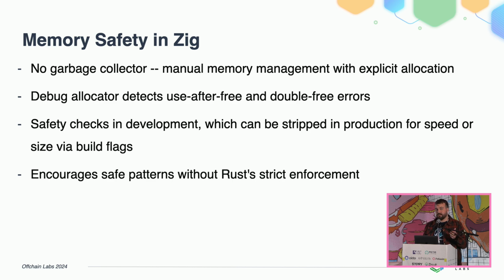It's less strict than Rust. Rust is very strict about memory safety, but Zig is sort of a middle ground between C and Rust, which might be a sweet spot for some people. So that's one of the interesting things about it.